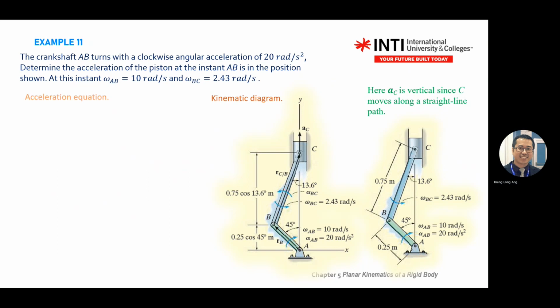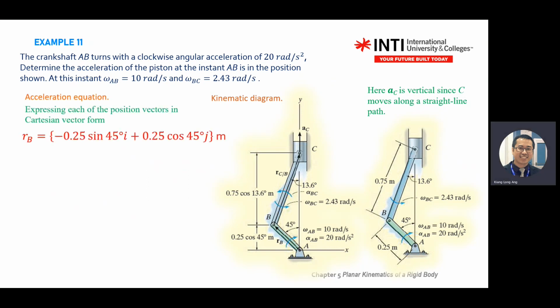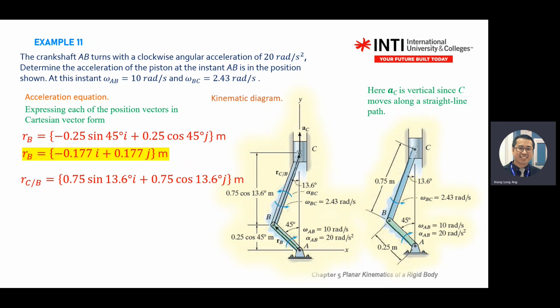Okay. So again, acceleration equation. You break RB into XY direction. This is a vector. Vector breaks into Y and X direction. So your Y is positive, X is negative. Same with RC stroke B. What is RC stroke B? This is a vector, X and Y both positive with an angle. Okay, I will not go deep into the calculation. You're already experts already. All right.